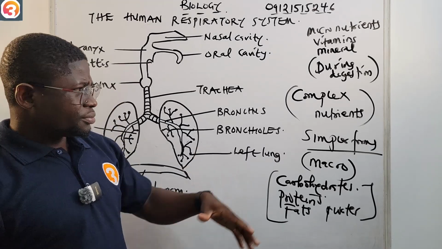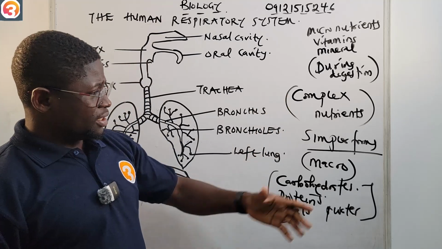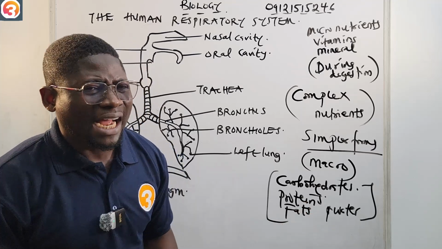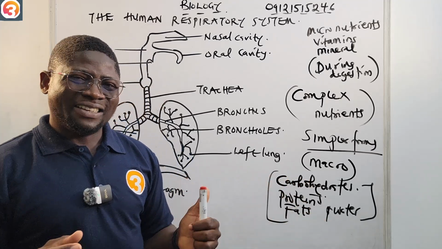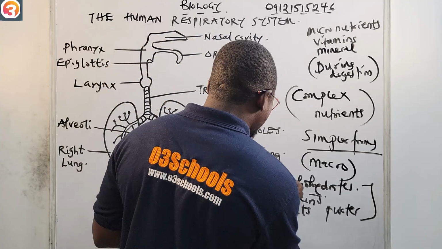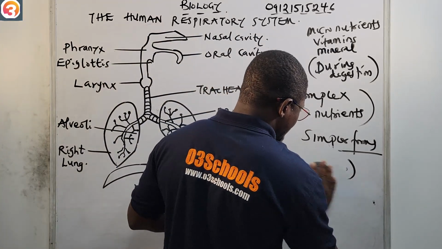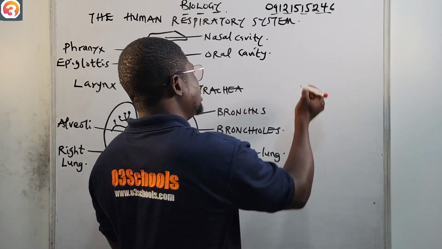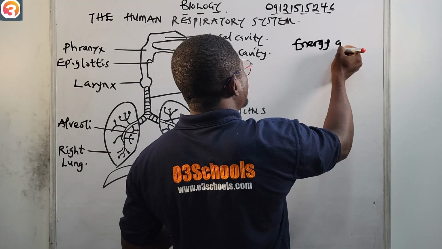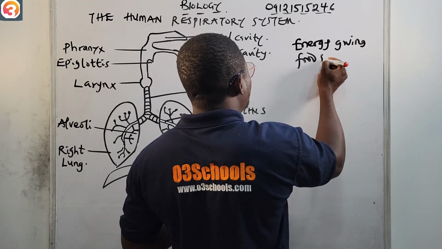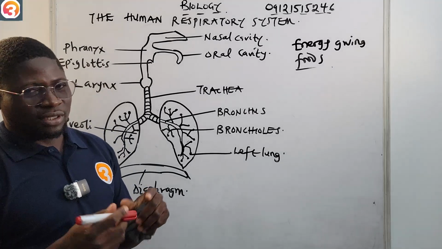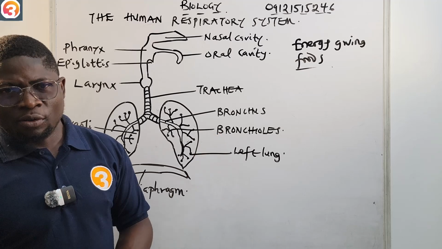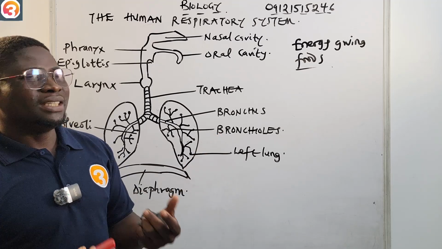So during digestion, complex nutrients are broken down into what? Into simpler forms. So these nutrients are these carbohydrates, proteins, fats, and water. And we know that carbohydrates, we classified in the last class as an energy-giving food. Carbohydrate is an energy-giving food, and it has to be broken down into its simplest form.